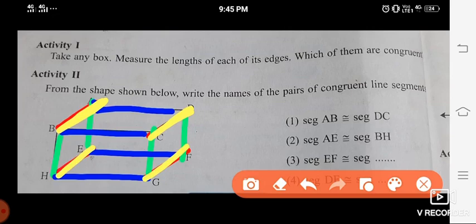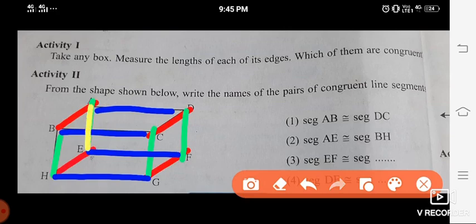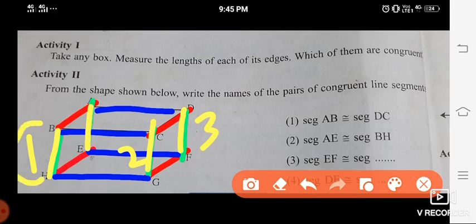Now, seg AE. What are they asking? Seg AE, here it is, which I showed by yellow. And they have given it is congruent to BH. Seg BH. You can also write some other answers. What are those? Seg CG and seg DF. So from these 1, 2 and 3, they have given the first one. If they ask you, you can write any one of them, seg CG or seg DF.